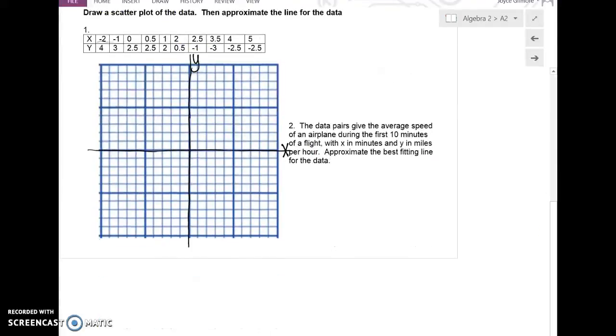Now I see a whole bunch of 0.5s, so perhaps counting by halves would be nice. So here's 1, 2, 3, 4, 5. Keep going, labeling all your axes. Once you have your axes labeled with your scale, now carefully plot each of those points to create your scatter plot. So -2, -1 would be right here.